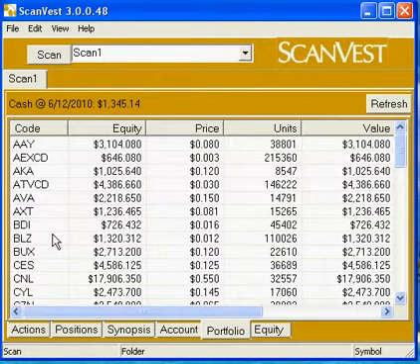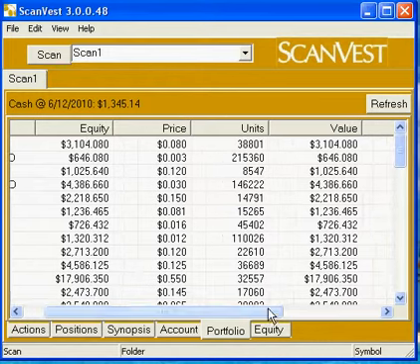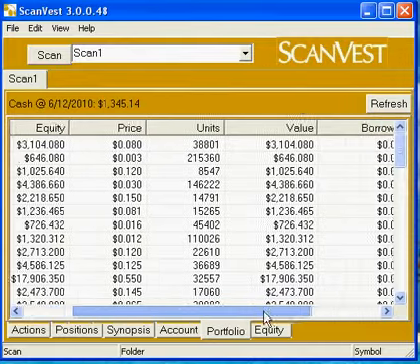We have the first one is AAY, which has a current equity value of $3,104, a current price of 88 cents, and we have 38,801 units or shares, giving us that value of $3,104. We also have borrowed and margin, but since we're not margin trading at this stage, these are both set to 0.